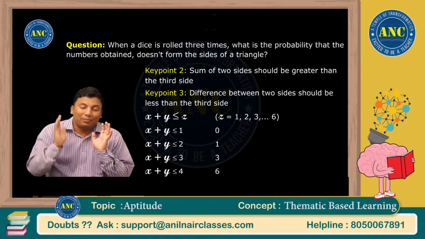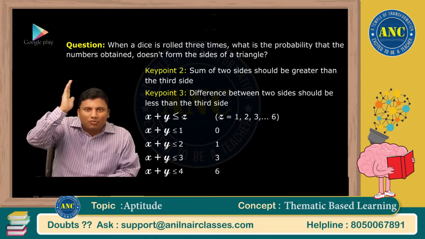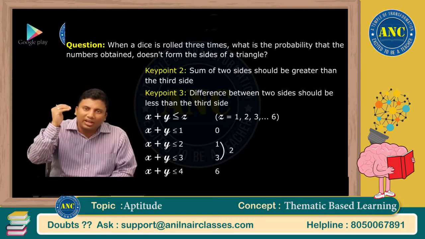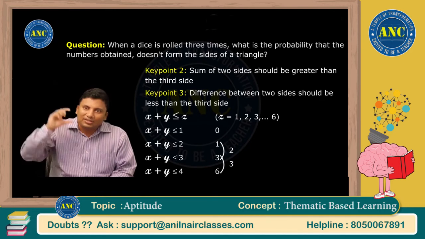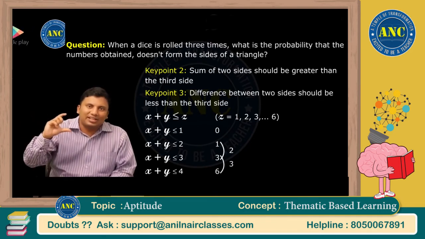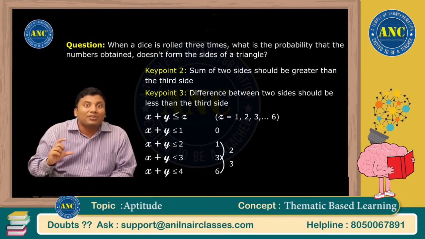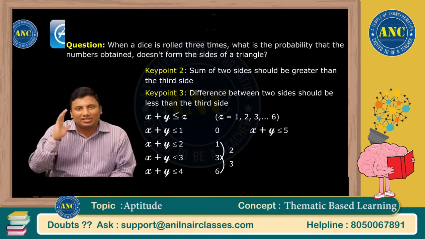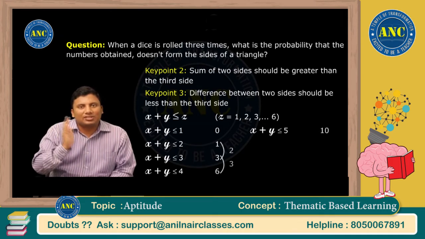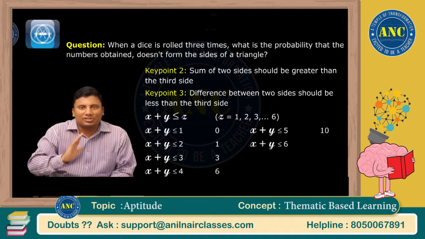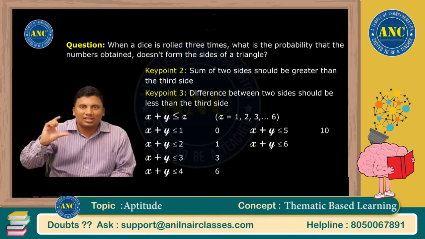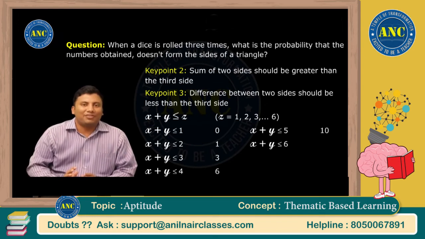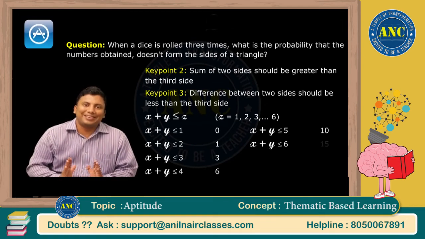Now listen carefully. Please take the output values 1, 3, 6. 1 and 3, what is the difference? 2. 3 and 6, what is the difference? 3. So the first difference is 2, the next difference is 3, so the next difference will be 4. Exactly. So x plus y less than or equal to 5 means I will get the answer 10. What is the next value? X plus y less than or equal to 6. 1, 3 difference 2. 3, 6 difference 3. 6 and 10 difference is 4. What will be the next difference? 5. So 1, 3, 6, 10, 15.